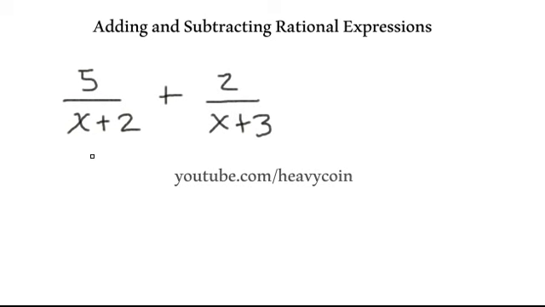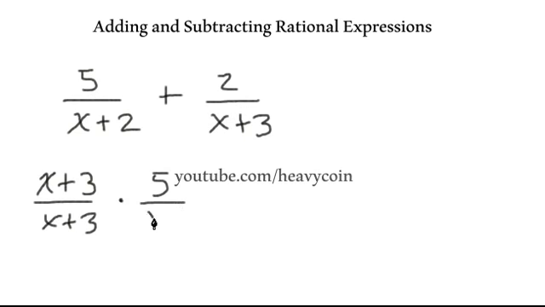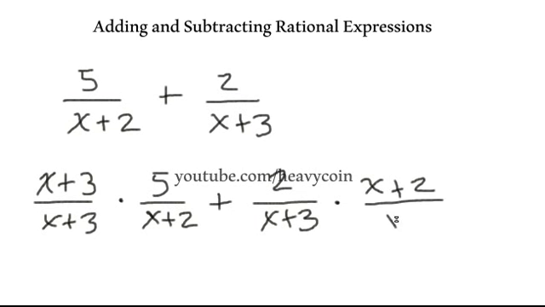We're going to do that by multiplying x plus 3 over x plus 3, and rewriting 5 times x plus 2 plus 2 over x plus 3. Now on this side here we're going to write x plus 2 and x plus 2 again. As you can see, this x plus 3 we wrote over here, and this x plus 2 we wrote on this side over here now.